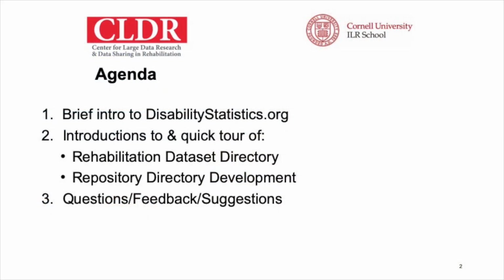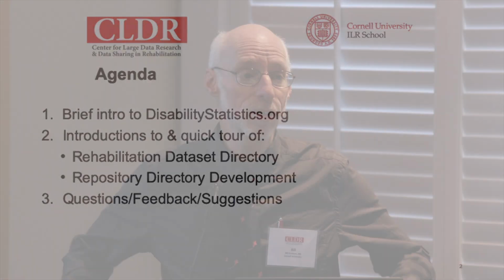So basically what I'm going to do is talk a little bit about disabilitystatistics.org for those folks who aren't familiar with it. And then give an introduction and a quick tour of the Rehabilitation Dataset Directory, which is a tool that Ken mentioned, as well as the repository directory development that we're in the process of, that we're hoping to get some feedback and suggestions about, either now or through email. Again, it's something in process, and we'd love to get other people's feedback and ideas about content, as well as the way we're presenting it.